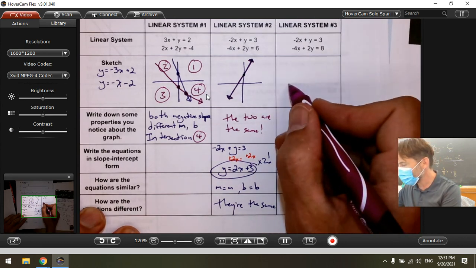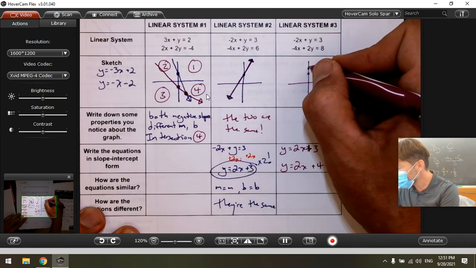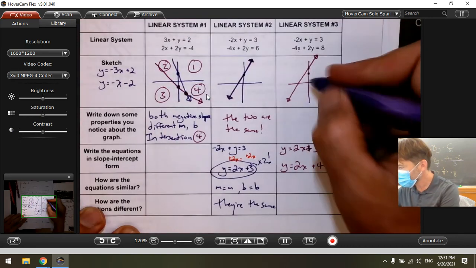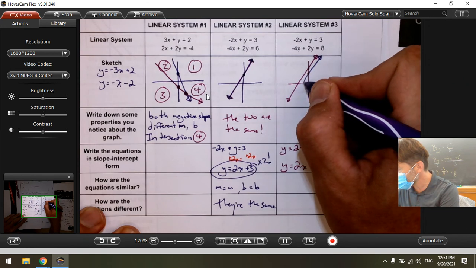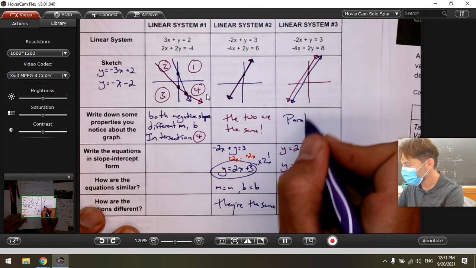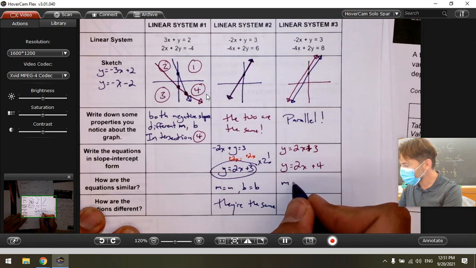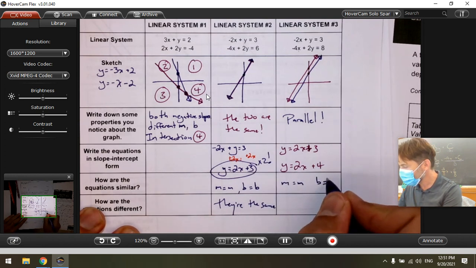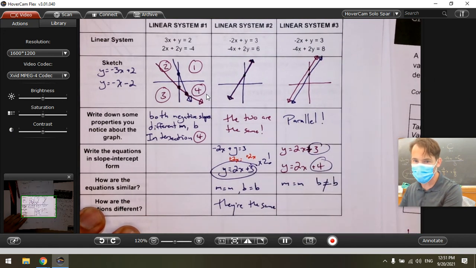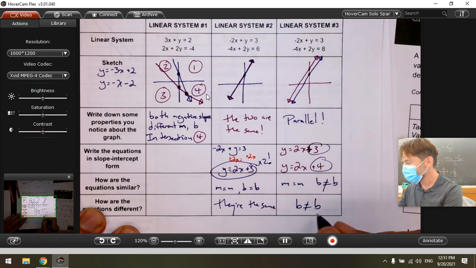Great. Now if I sketch that, one has a y-intercept of 3, one has a y-intercept of 4. This one is going to increase at the same rate that this one does. They have the same slope. They're parallel. They'll never touch. So what properties do I notice? Parallel. The equations in slope-intercept form: the m's equal m's, but the b's do not equal the b's. The b's are different. 3 does not equal 4. They're close, but they're not the same. How are the equations different? Okay, b is not equal to b. That's how they're different. Okay?